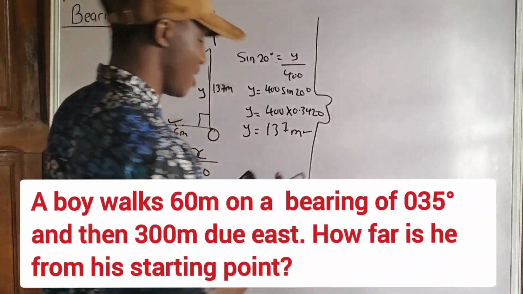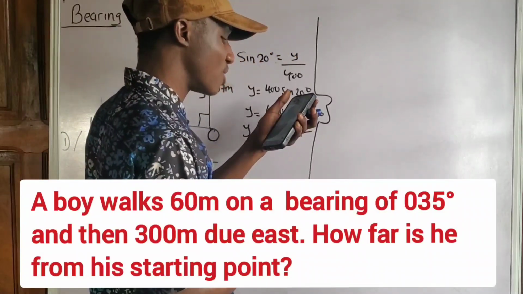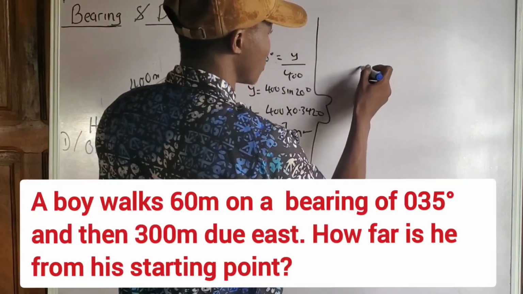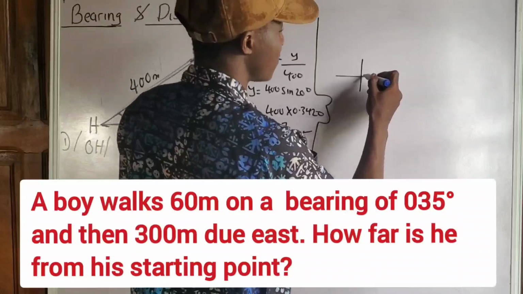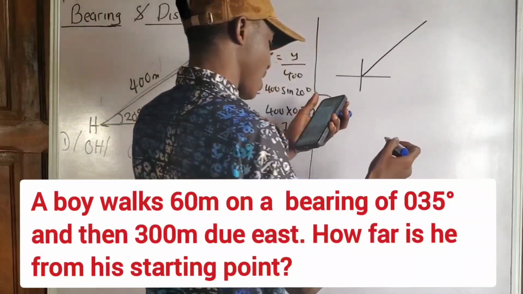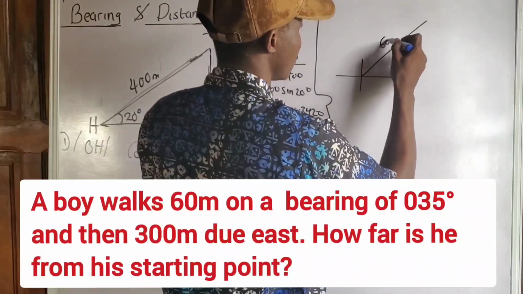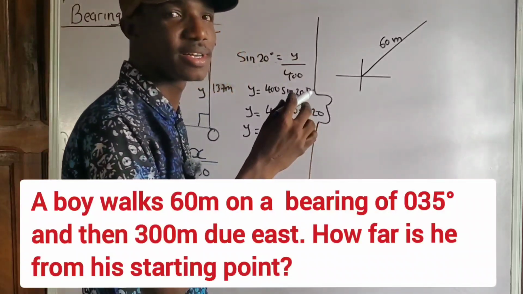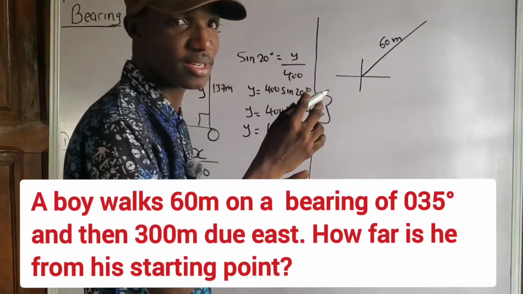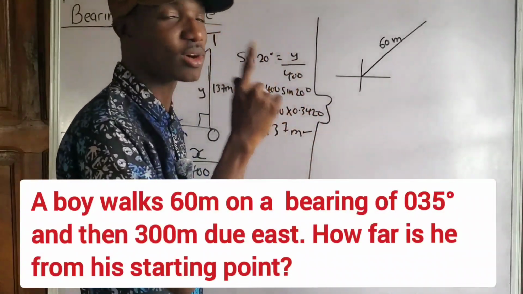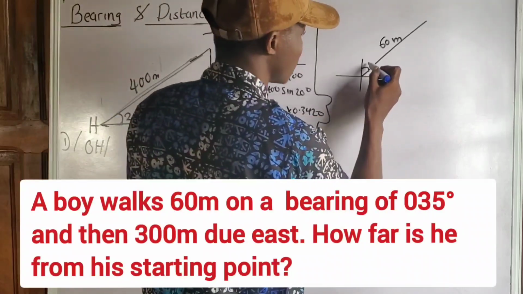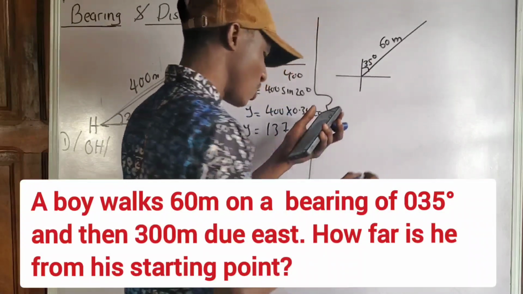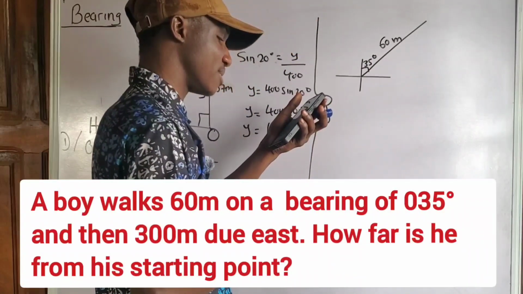Okay. A boy walks 60 meters on a bearing of 35 degrees. Let's draw the cardinal points. Okay. 35 degrees will be somewhere here, and the distance is 60 meters. He walks 60 meters on a bearing of 35 degrees. So this is 35 degrees. Do you understand? On a bearing of 35 degrees.